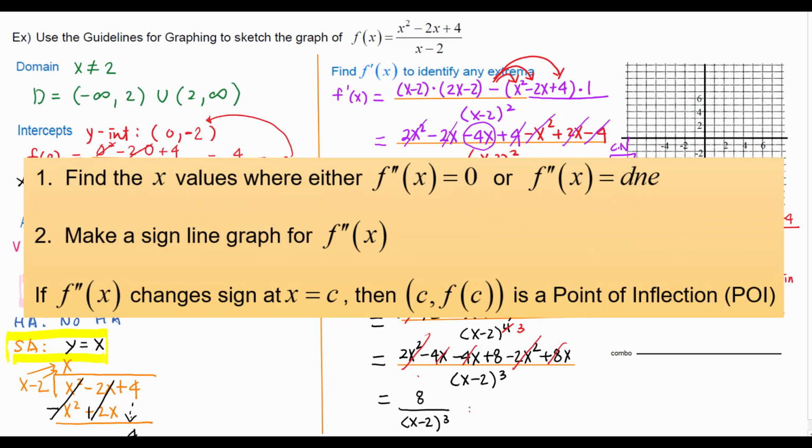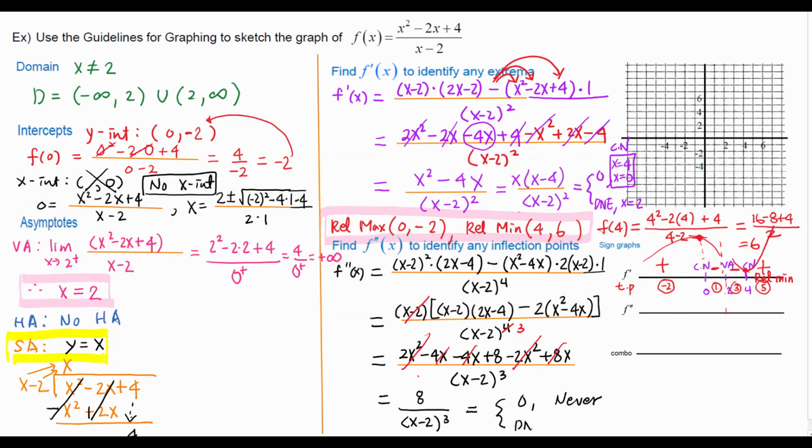So let's find possible inflection points. When is my f double prime ever 0? My f double prime will be 0 if the numerator will be 0. But the numerator is 8, so it is never 0. When does my f double prime not exist? My f double prime does not exist when x equals 2, but that's not a possible inflection point either because f of 2 is not defined. So that means I have no inflection point.